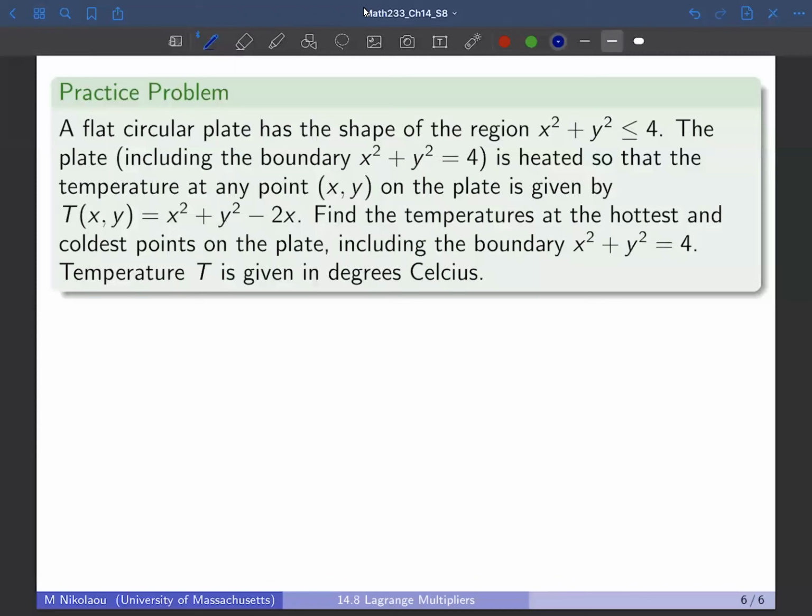Let us now see an application of the Lagrange multipliers. We are told that a flat circular plate has the shape of the region x squared plus y squared is less or equal to 4.